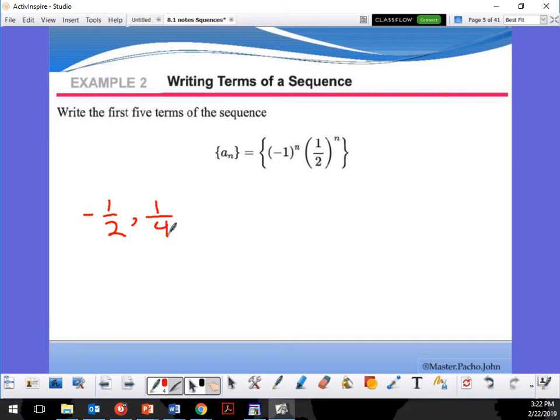All right, so let's go with the next one. So cubed would be 3, right? That's going to be an odd, so it's going to be a negative 1, and that's going to give me 1 over 8. So it's going to give me negative 1 over 8.